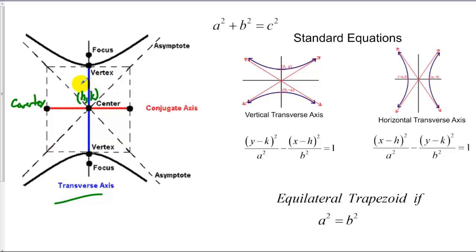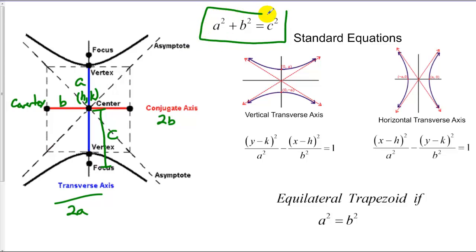The length from the center to the vertex is a. The length from the center to one end of the conjugate axis is b. So in other words, the conjugate axis is 2b in length, the transverse axis is 2a in length. And then we have the distance from the center to the focus, and we call that c. So in this case, c is going to be longer than either a or b. Therefore, I've got a relationship between a, b, and c of a squared plus b squared equals c squared.